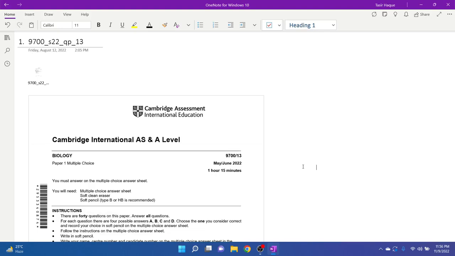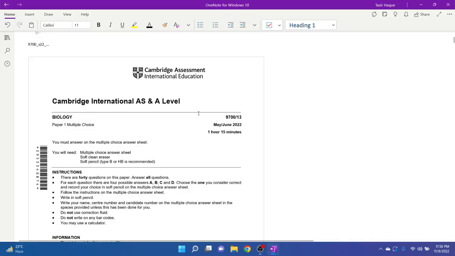Hey guys, we're solving this bio paper today. This is the last paper in the paper 1 series from May June 2022, 9700 paper 13.